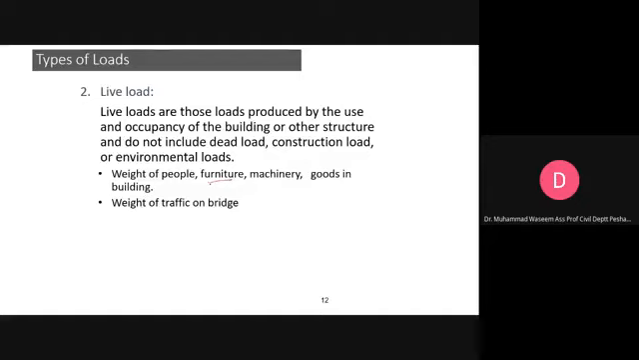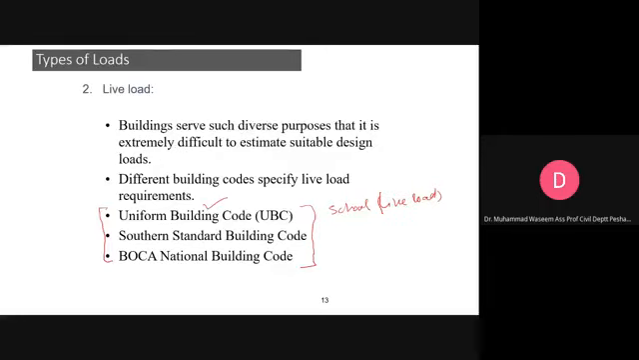Now the live loads are the weights of the people, the weights of the occupants. The live load depends upon the building. If the purpose of your building is a school, if the purpose of your building is a library, or if the purpose of your building is residential, the magnitude or intensity of the live load is different. These live loads are mentioned in the codes.